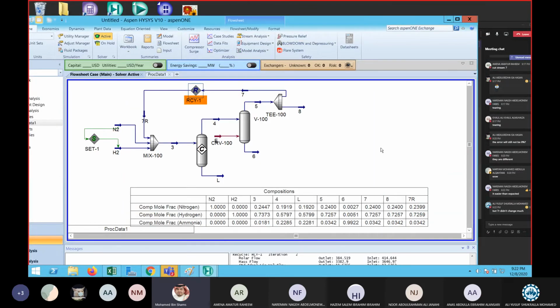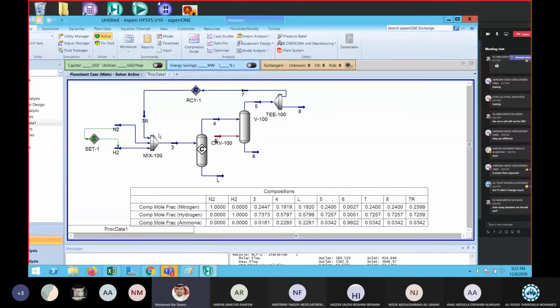Yeah, it doesn't change much, because this example is easy, but in complicated problems it is different. If you don't put the recycle, as you saw earlier, it won't solve. So you have a problem.